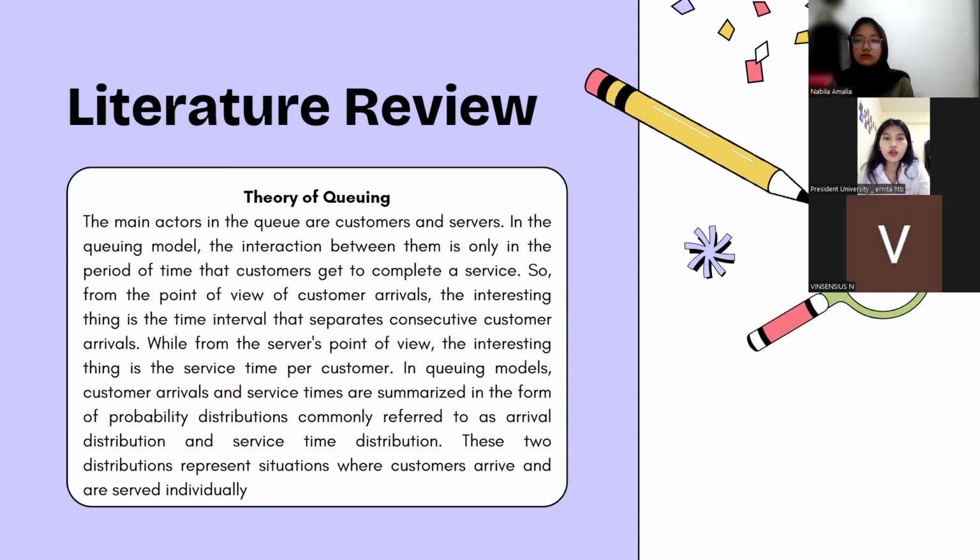The theory of queuing. In a queuing system, the key players are customers and servers. Their interaction happens when customers receive service. Customer arrivals are characterized by the time intervals between successive arrivals, while the server's focus is on the time it takes to serve each customer. These patterns are modeled using probability distributions, called arrival distribution and service time distribution.